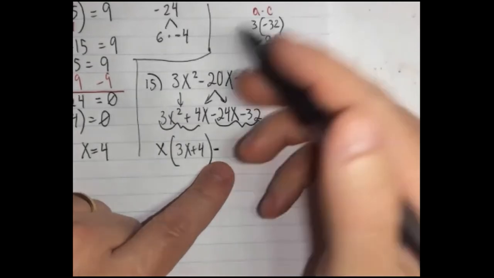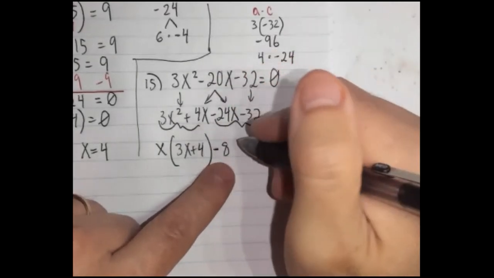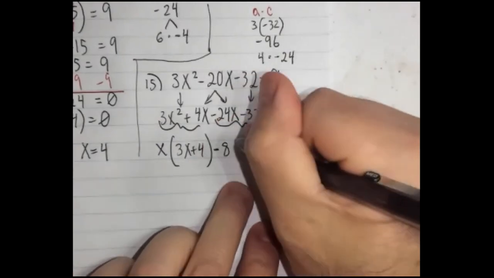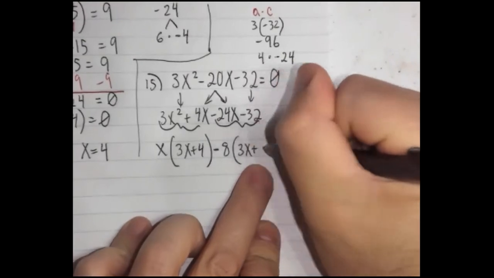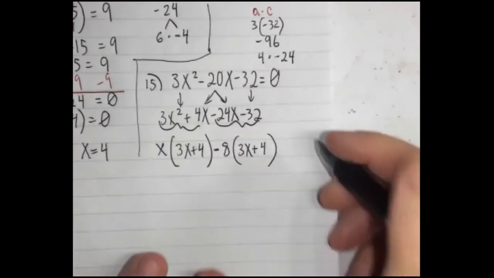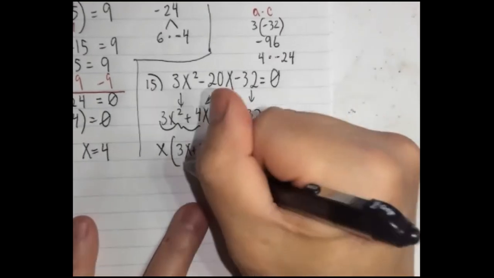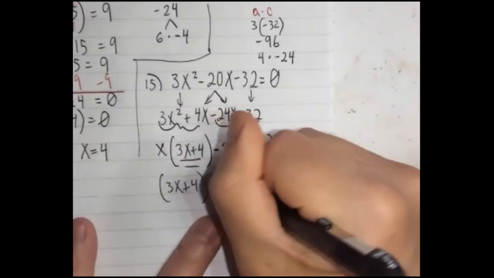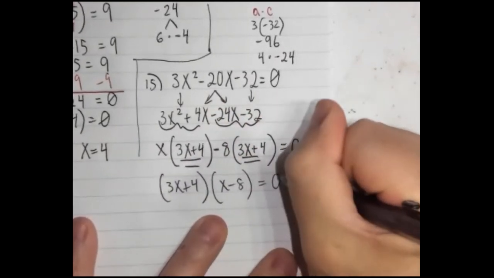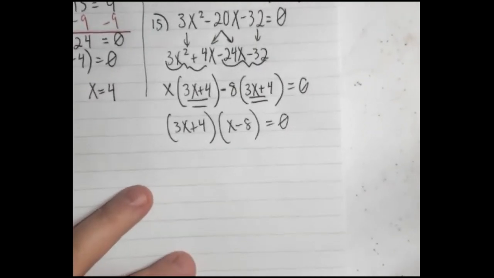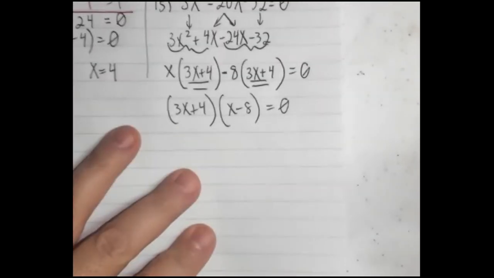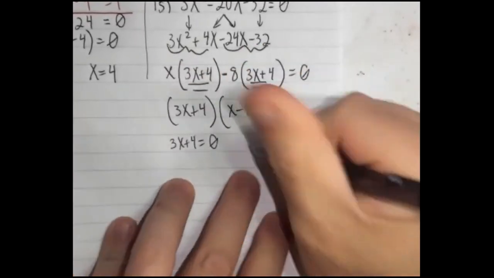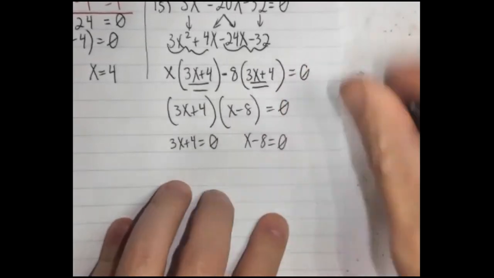And the number that goes into 24 and 32 would actually be 8. And I'm dividing negative 8 into both of these, and I'm going to get 3x plus 4 again. Remember, these are all set equal to 0, but that doesn't really apply until I finish factoring. 3x plus 4 is one factor, x minus 8 is the other. And I'll actually finish this one up the long way. 3x plus 4 equal to 0, x minus 8 equal to 0.